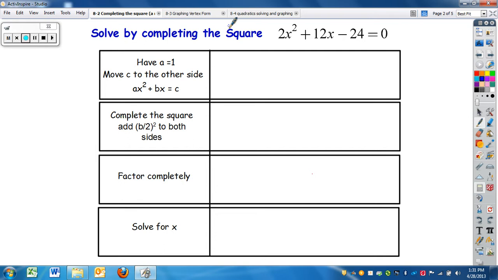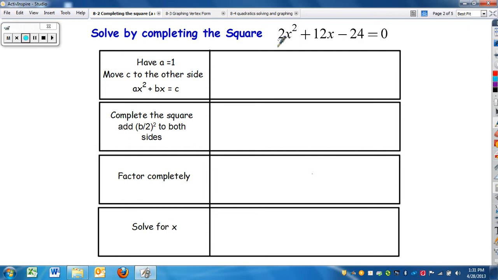So in the previous video, a equaled 1. Now a does not equal 1, so we need to figure out a way to make a equal 1. Well, notice if a is 2, the way we can get rid of it is we can divide everything by 2, which is in math, if you do one thing to one thing and you do it to every other thing, it's perfectly legal. Alright, so that gives me x squared plus 6x minus 12 equals 0.